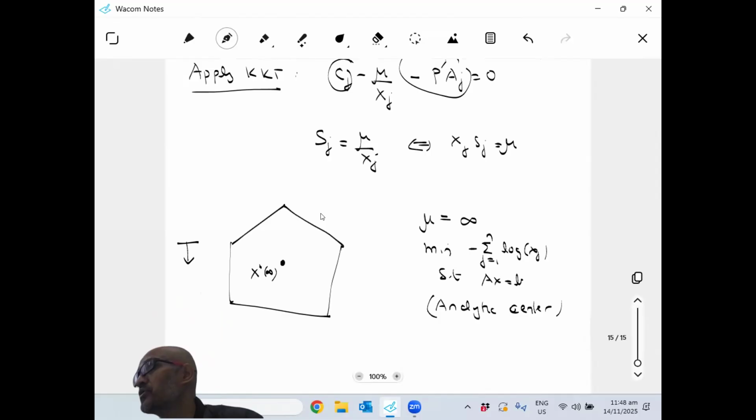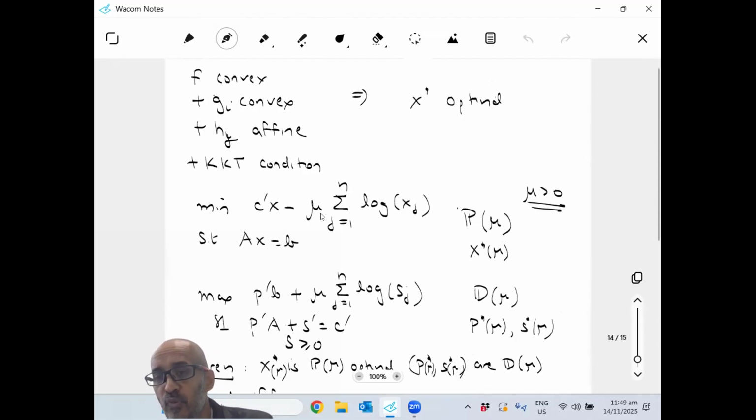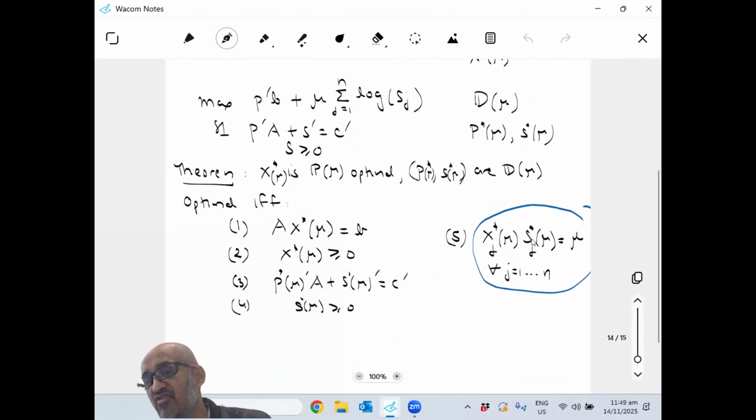Now what you do is you keep decreasing mu. So let's say this is mu old. You make the mu smaller, you decrease it. This number is basically between 0 and 1. As mu decreases, x times s will get closer and closer to 0.